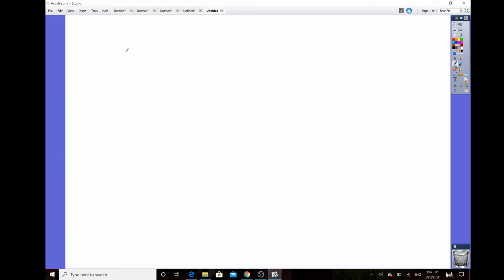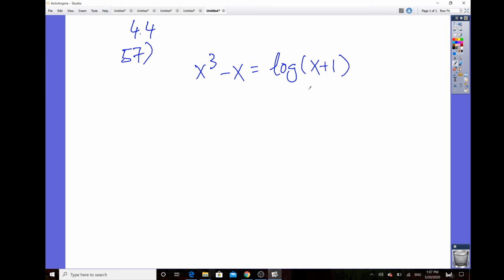Now for number 57, this one is section 4.4 in the book work. We have x to the power of 3 minus x equals log of x plus 1. The first thing you want to do is convert to the exponential form. We have 10 to the power of x to the power of 3 minus x equals x plus 1. Now you might be wondering, there's nothing we can do even after converting to exponential form. That's right.